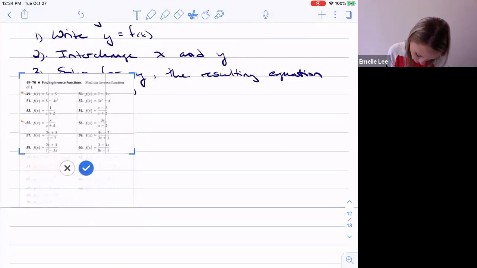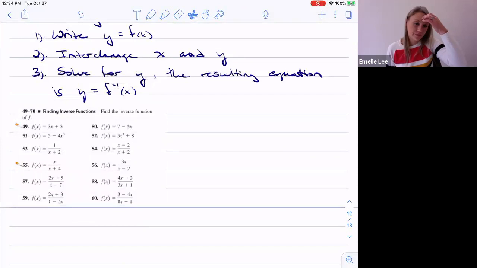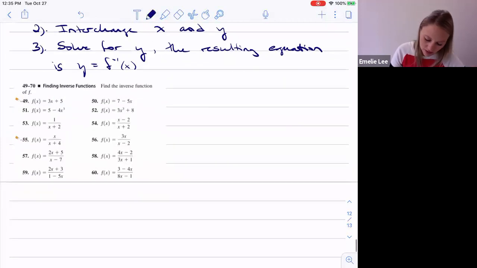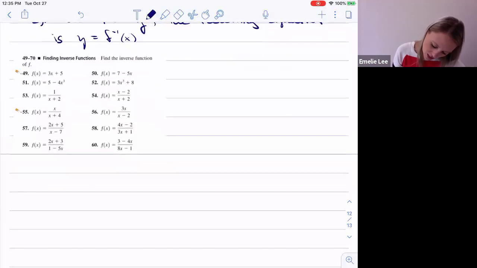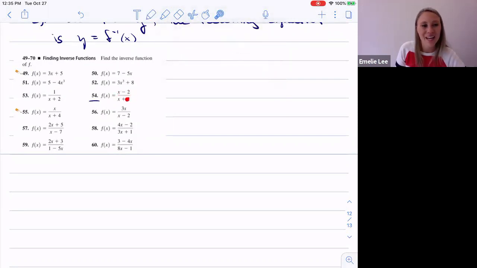I'm just going to chop this off because I want it on this page. So find the inverse function of f. So here, we're supposed to find the inverse. So I already suspect that they're all one-to-one. But what I'm going to do first is I'm going to assume, or sorry, not assume. Let's do 54. 54 is a nice one because it's got x's in both the numerator and denominator, so making it a little bit harder.